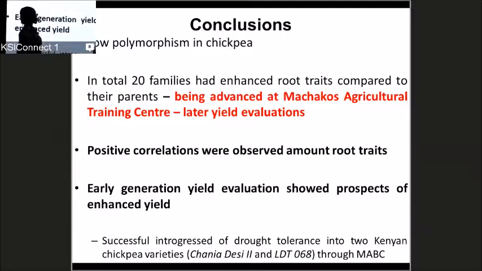And then again, there were also positive correlations observed among the different root traits. Therefore, we can say that there was a successful integration of drought-tolerant root traits into the two Kenyan chickpea lines, that is Chania Desi 2 and also LDT 068.